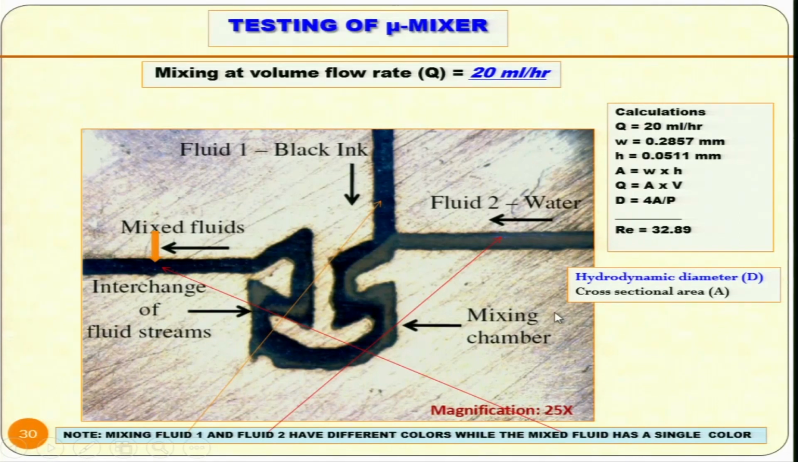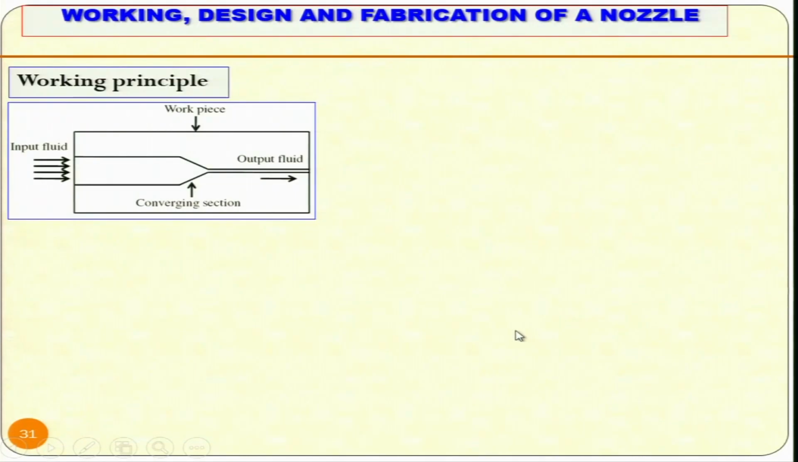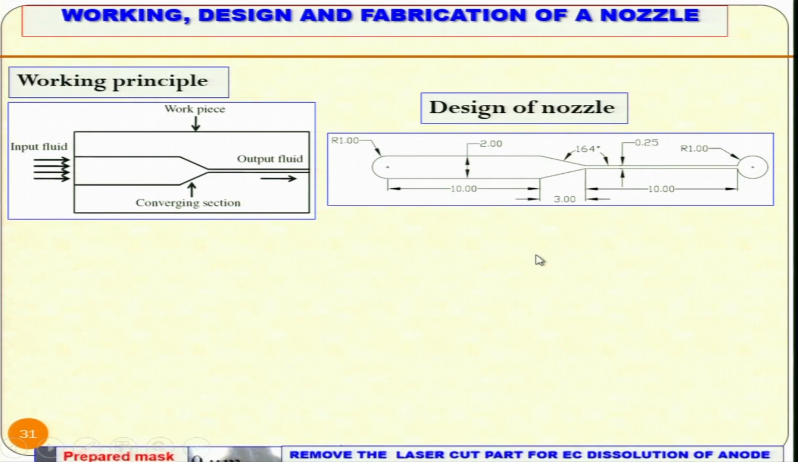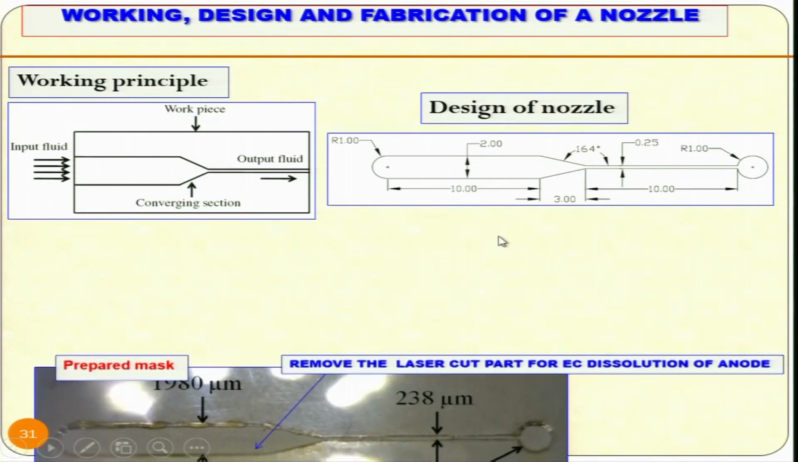Now, the working, design and fabrication of a nozzle. This is the nozzle; you can see the input fluid is here and this is the output fluid. These are the different dimensions and angles of the nozzle that was prepared.